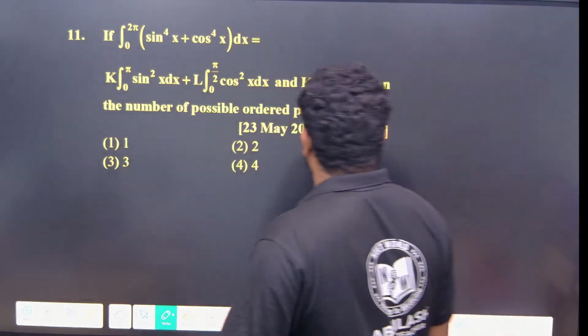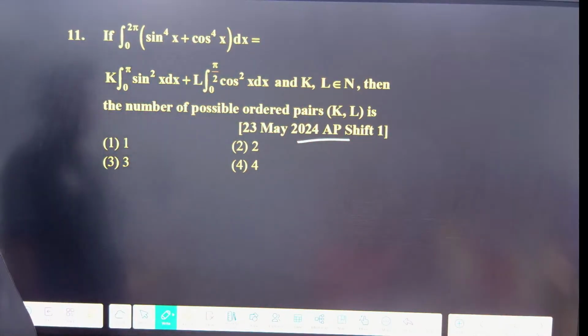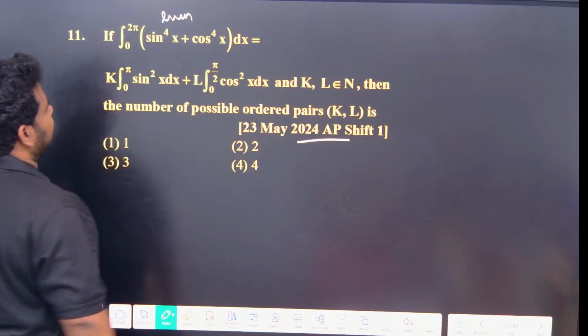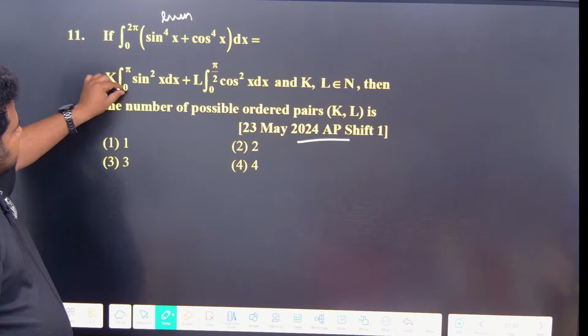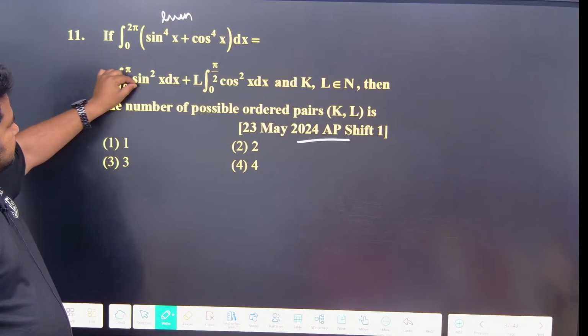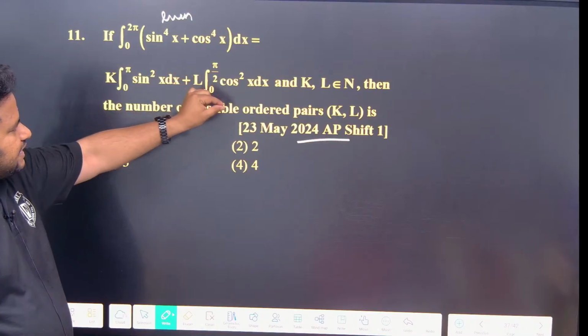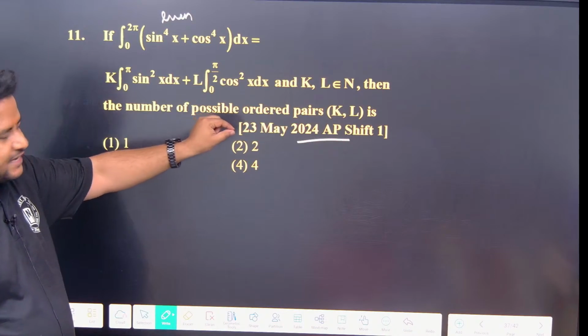Look at this question, very important question, 2024 they have asked. Look at this, they have given the integral 0 to 2 pi sin power 4x cos power 4x dx. So definitely sin power 4x cos power 4x, this is an even function. Okay, they have given 0 to 2 pi. It is equal to k times integral 0 to pi sin square x dx plus L times integral 0 to pi by 2 cos square x dx. K, L belong to natural numbers, then the number of possible ordered pairs of k comma L.